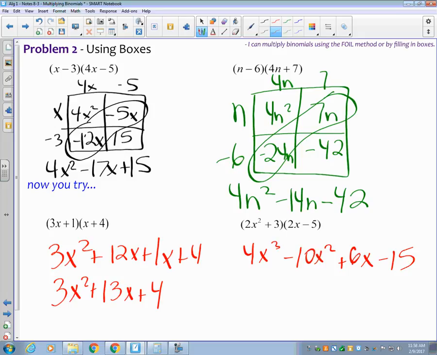None of these are like terms, so we can't combine any of them together. Double check that you don't mush together these terms, because nothing is alike. In order to add or subtract, you have to have not only the same letter, but the same exponent. So only x cubed with other x cubes, squares with other squares, x's with other x's.